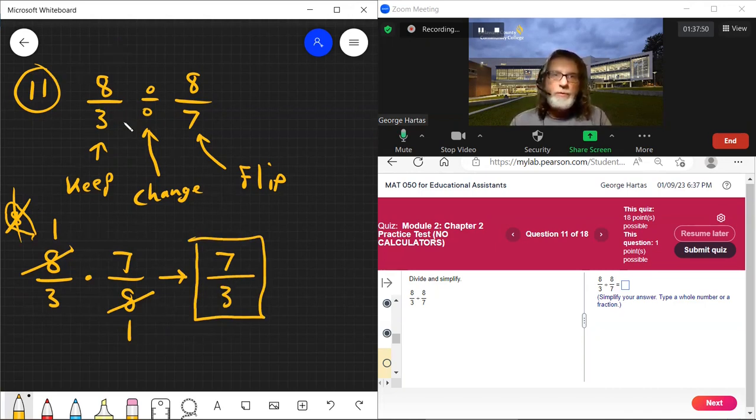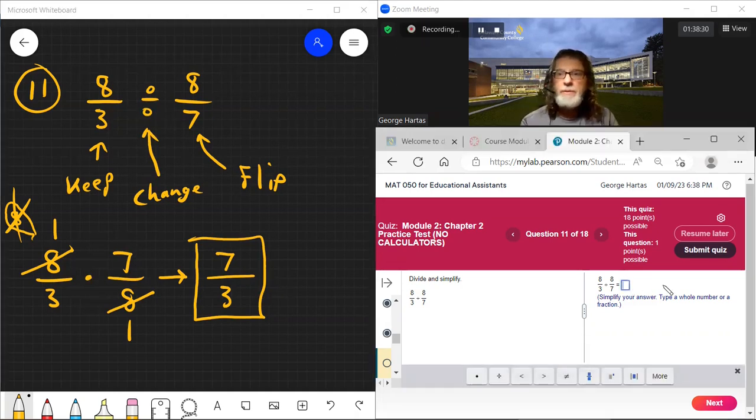Now, one quick word of caution here. If it was possible to reduce in division, do not do it. You cannot reduce up front while in division mode. You have to wait until you're in multiplication mode to reduce. Now, here we couldn't reduce anyway, because remember, you cannot reduce side to side anyway, right? But if you could, you still could not do it. Not in division mode. Change division to multiplication, and then you can reduce up front. I've seen this happen as a mistake. So let's type this in, 7/3.